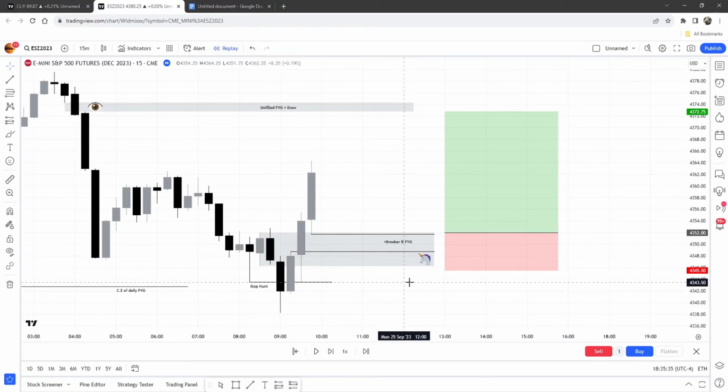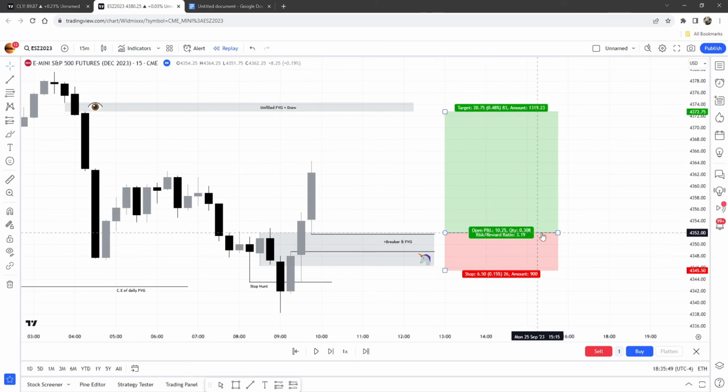This is the first moment in time I would be placing limit orders at the beginning of the breaker block. I would be placing a stop loss below the breaker block. As shown by our position indicator tool, this position would provide a 3RR return. Let's see how it plays out.